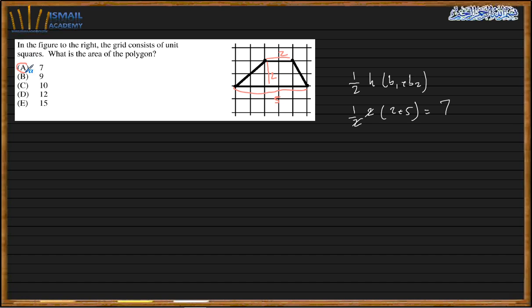Is there another way if I don't remember the formula? Yes, because these are unit squares, this is half a square, this is half a square, which means both of them make 1. And I count the number of squares, so here we have 1, 2, 3, 4, 5, 6, and those two make 1, so this is 7, which is what we got.